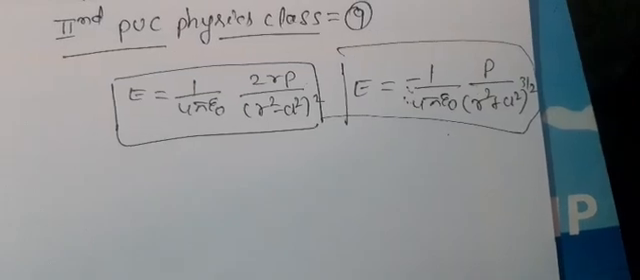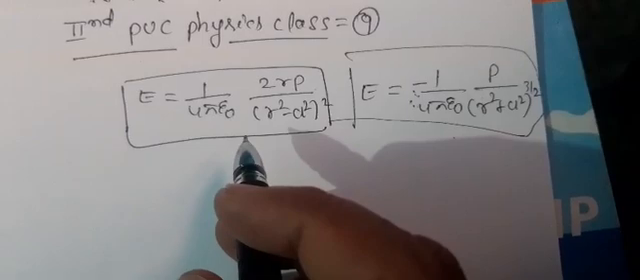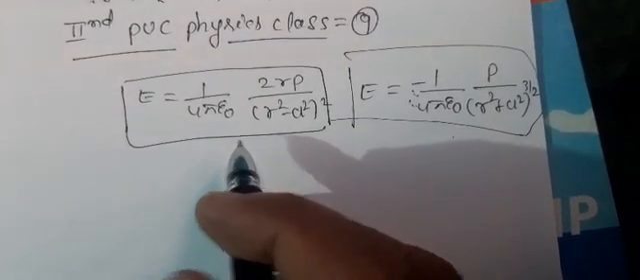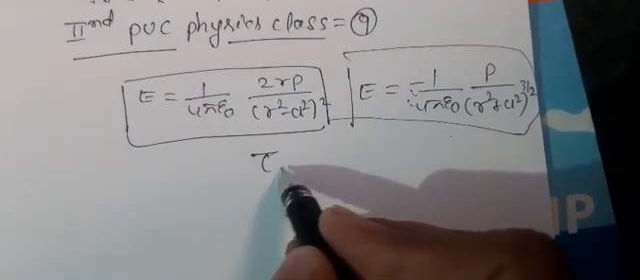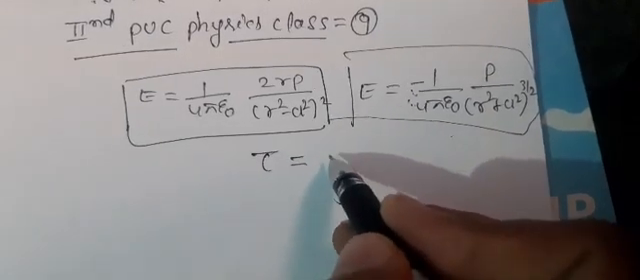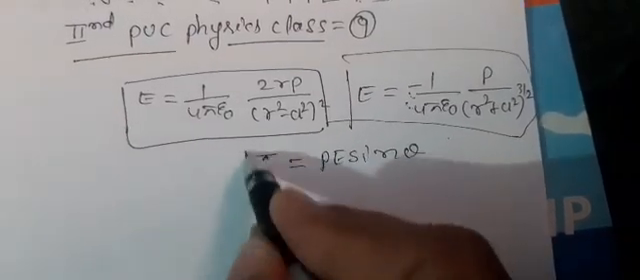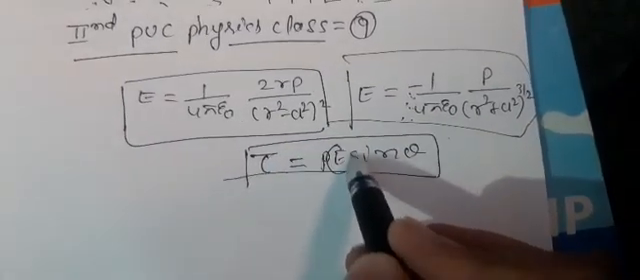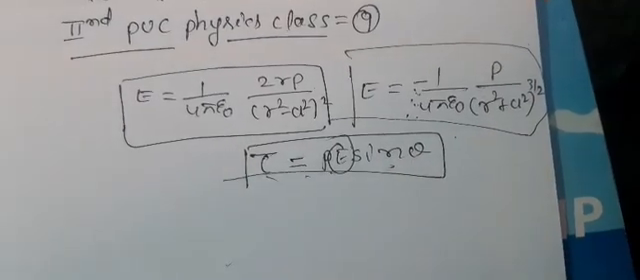And one more derivation in the last class: what is the torque acting on the dipole system in the presence of an external electric field? The symbol for torque is tau. Torque is force into displacement. The torque acting on the dipole system in the presence of an electric field is tau equals p E sin theta. That is one of the derivations.